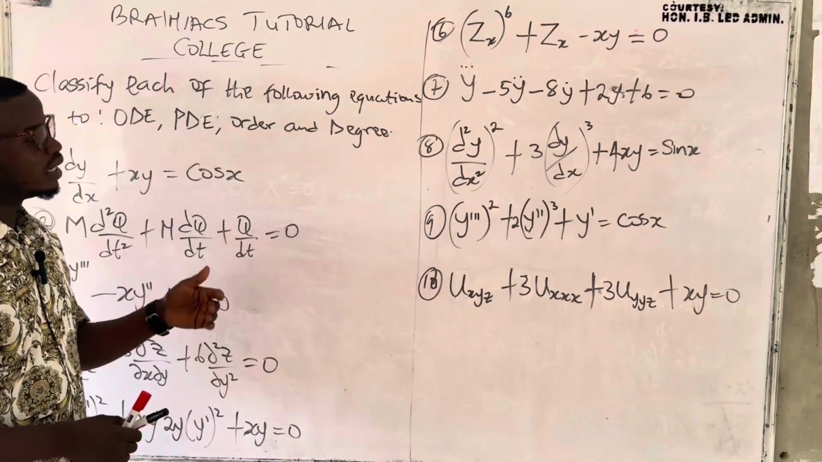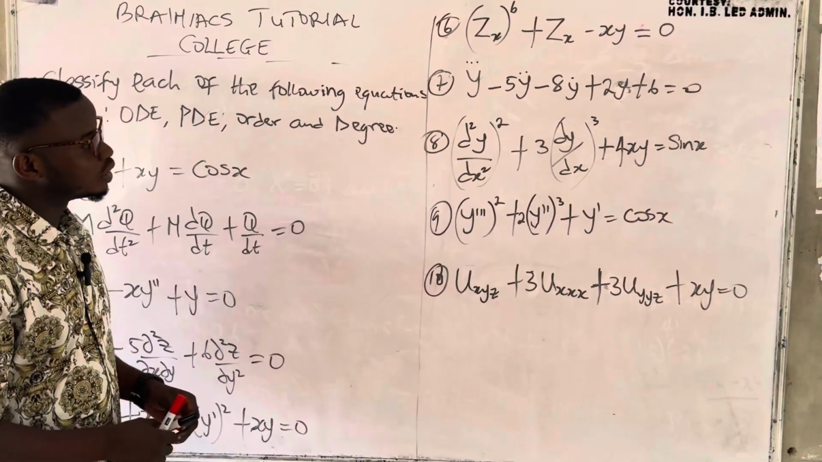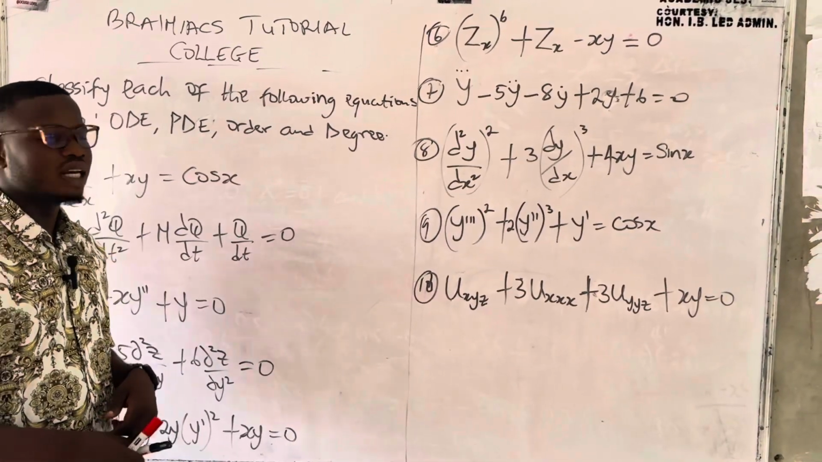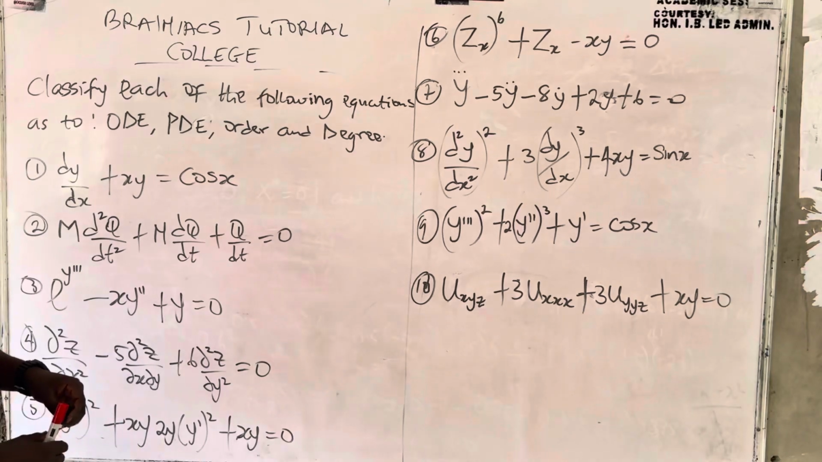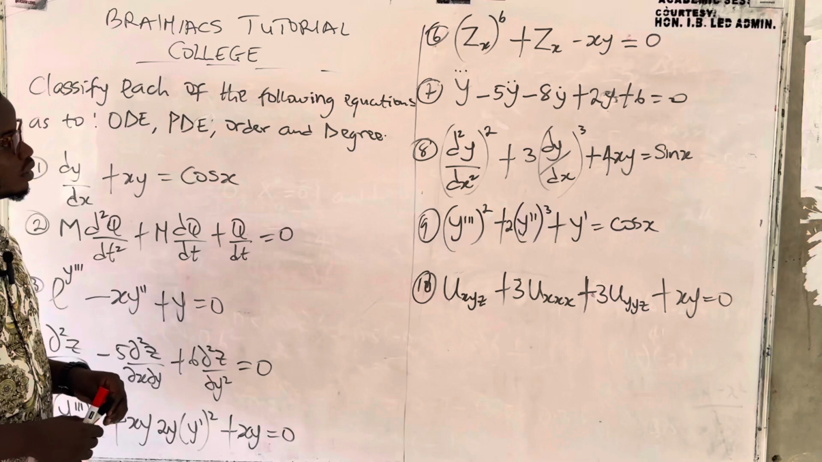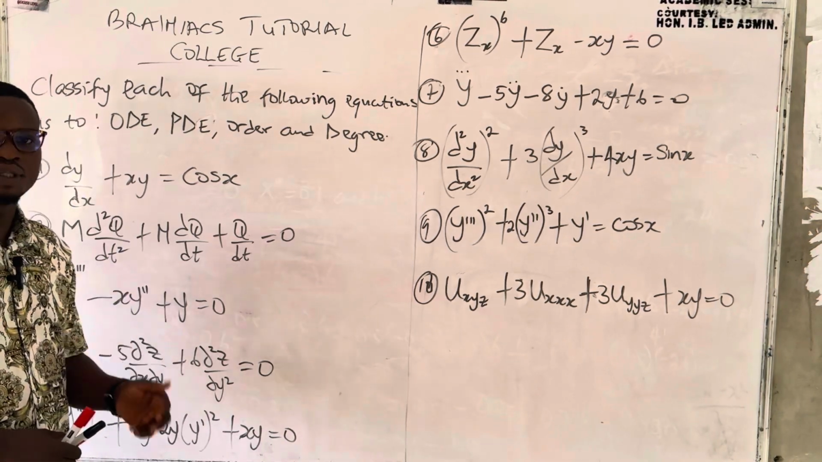Then, ordinary differential equations. An equation is said to be an ordinary differential equation when it involves only one independent variable. And again, an equation is said to be a partial differential equation when it involves more than one independent variable. Then we also have the order and the degree of a differential equation.